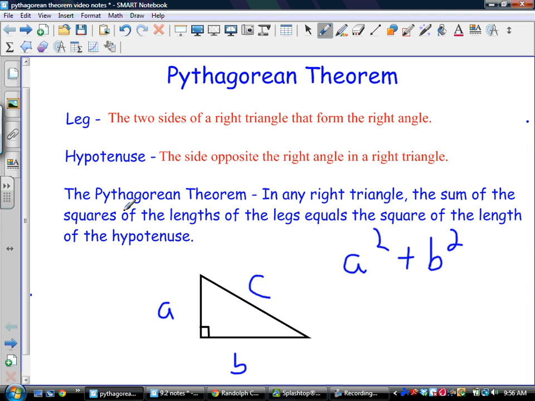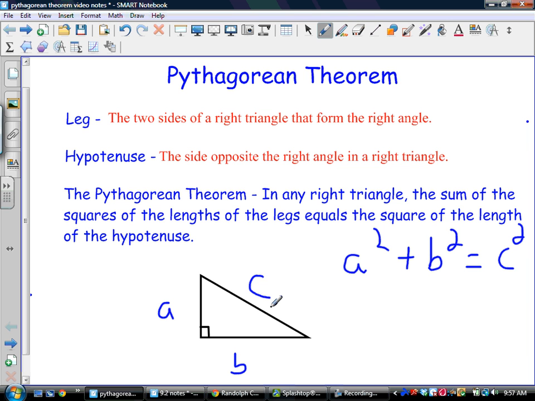The sum of the squares of the lengths of the legs would be whatever A is squared plus whatever B is squared. And that equals the square of the length of the hypotenuse. Well, the hypotenuse is labeled as C, so that's just equal to C squared. That's it, that's all it means. It says if you take this side and square it, and take that side and square it, it should be the same as this side squared. In fact, it doesn't even say it should be, it says in a right triangle it has to be.